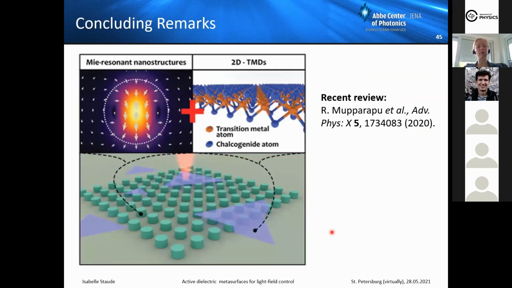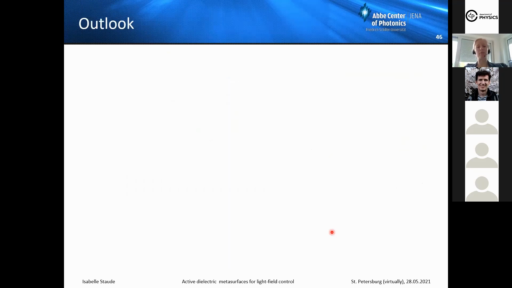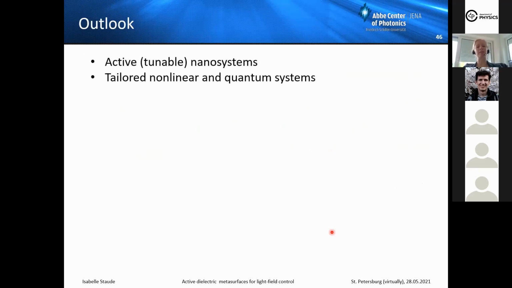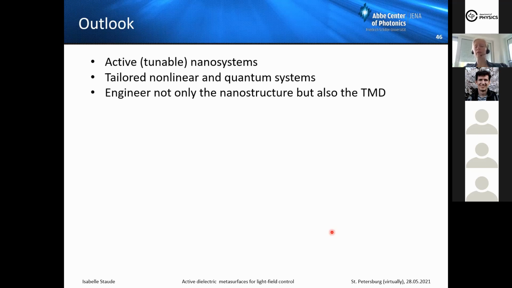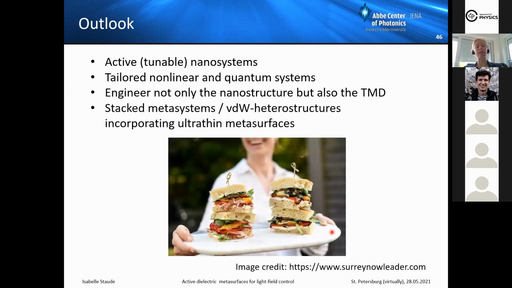We also wrote a review on combining 2D materials with Mie resonant structures, so not so much the plasmonics. And I think the outlook for this research direction is to include the active tunability which the 2D materials provide, and which could be leveraged using the nanostructures to look at tailored nonlinear and quantum systems, engineering not only the nanostructure but also the TMD, which can be grown, and there's still room for material development there. And then using these freestanding structures, we could think of incorporating metasurfaces in Van der Waals heterostructures, creating stacked metasystems, and I think there's a lot that could be investigated there.